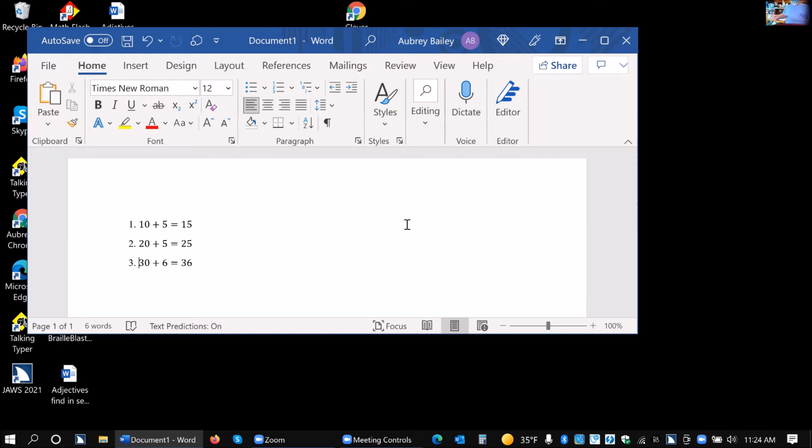Thank you. End of page. 456 space, please. What did I say? Bottom of file. Excellent. 3 period. Math content 30 plus 6 equals 36. Enter, please. Enter. 4 period, please.